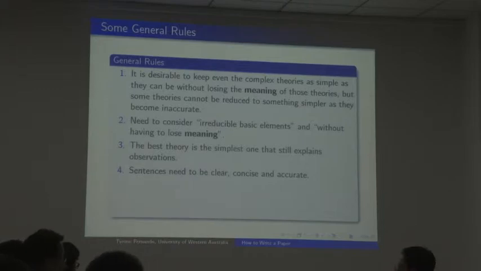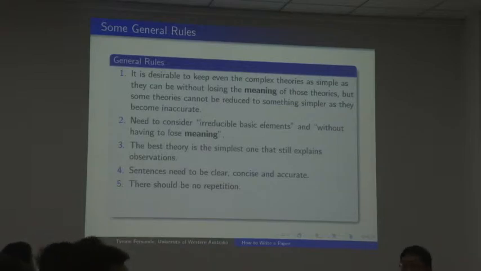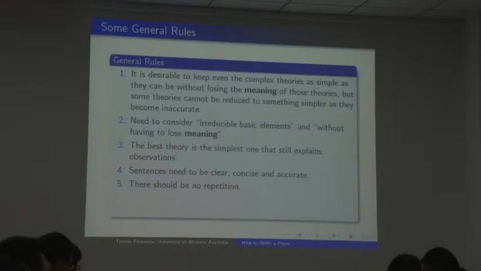It has to be accurate. So every sentence when you write, it has to be clear, concise, and accurate. And there should be no repetition. You must not say the same thing over and over again, because if you say the same thing twice, it'll confuse the reader, right? You want to say something once and it has to be accurate. It has to convey the meaning that you intend to convey.